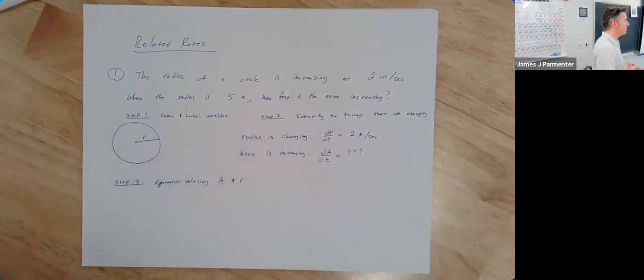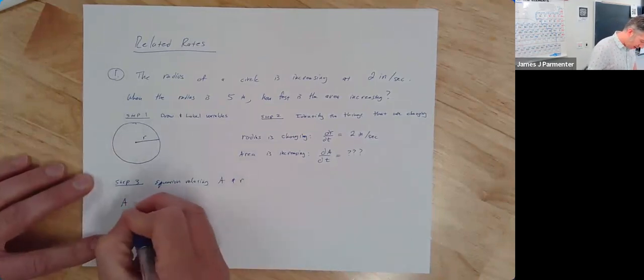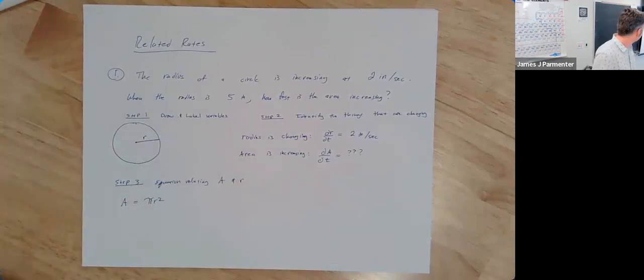Most of the time, this is going to be some geometric formula, like the area of the circle, or the volume of the cone, or the Pythagorean formula if you've got a triangle, or maybe something else, but it's usually some sort of geometry thing. So in this case, it's going to be area equal to pi r squared. And now, after this, we're going to differentiate both sides.